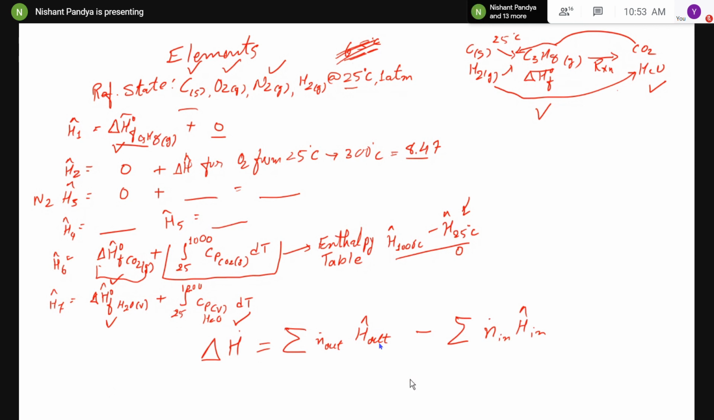So these 2 methods are there. You can do any one you like. You can start with these elements at 25 degrees, 1 atmosphere. In our case, let's fix it. Use 25 degrees because its table is available. And then use this formula. So you need to calculate all H cap values, in which you have 2 parts: enthalpy of formation plus temperature, pressure, phase change, anything here. H2 cap, again, formation plus this, formation plus this.